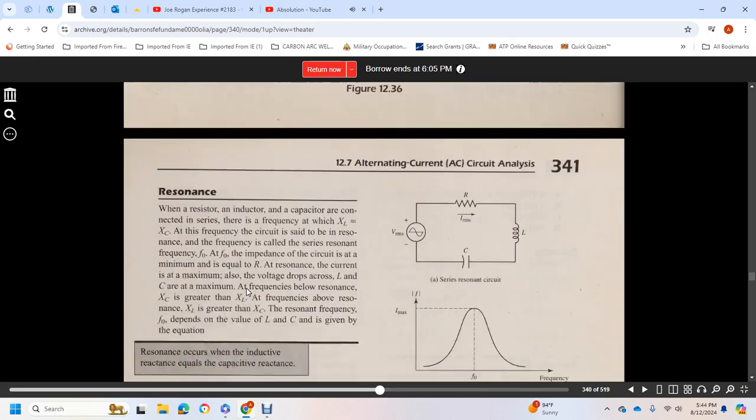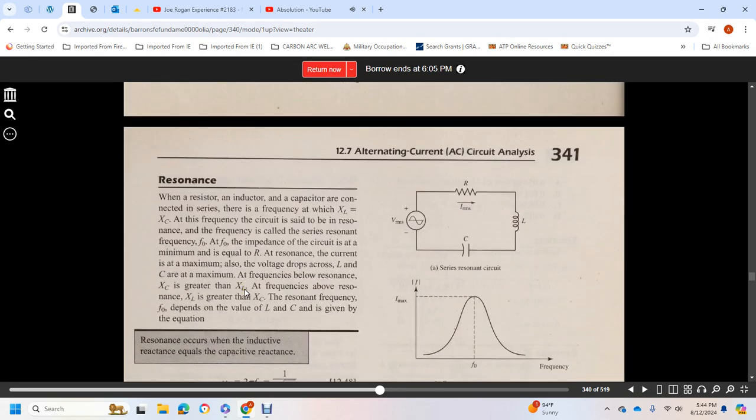And then it goes into some more power. Resonance: when resistors, inductors and capacitors are connected and the inductive reactance equals the capacitive reactance at a given frequency, the circuit is said to be in resonance.